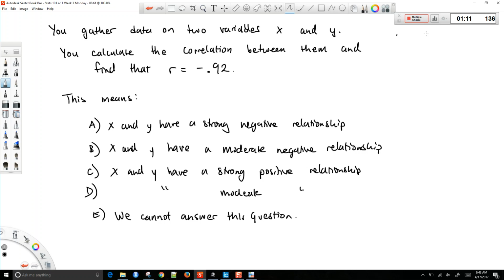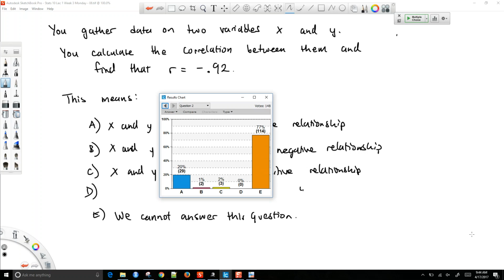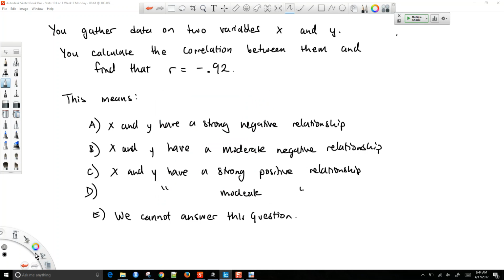Okay, we'll get your clicks in, please. We'll hit stop. And the answer is indeed E. We cannot answer this question. Just knowing the correlation, you don't know if there's a linear relationship. So knowing the correlation, we cannot assume a linear relationship. We must make a plot.